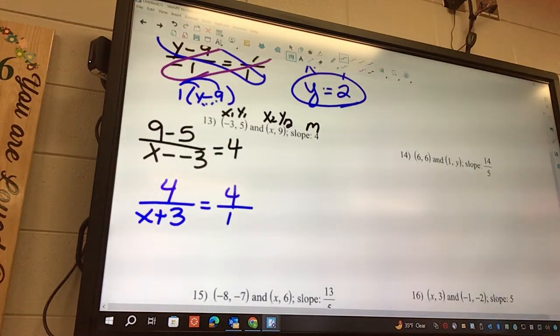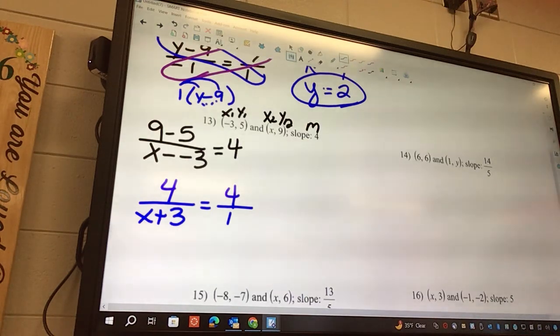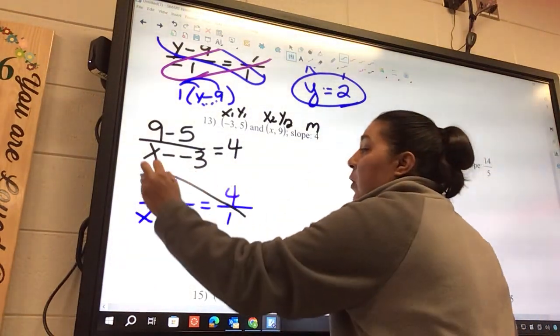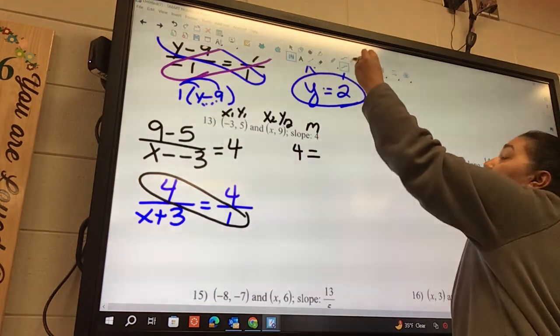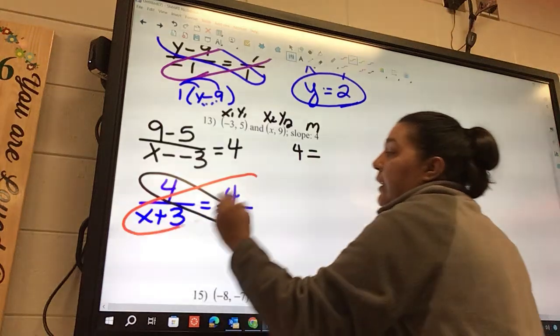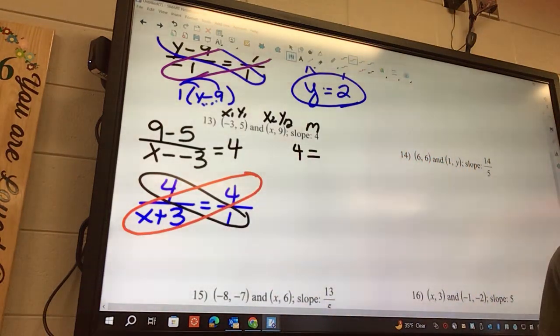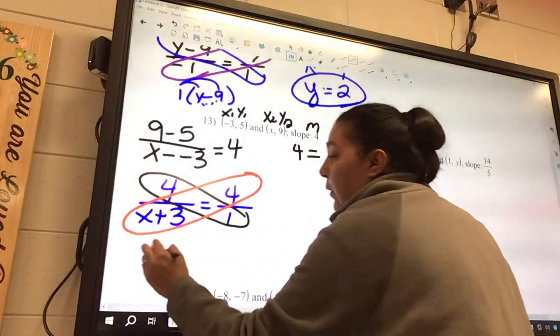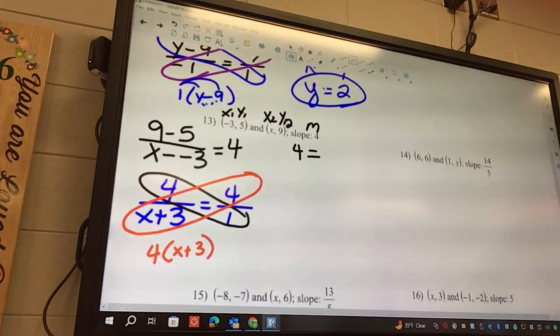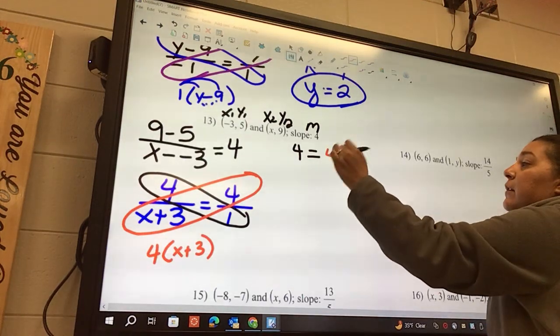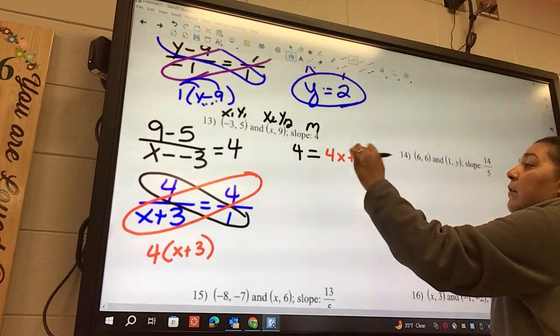Again, does it matter which side you do the butterfly first? No, it does not. So pick one and go with it. 4 times 1 is 4 equals, now we're going to do the other side. Again, we have to be careful. This is really what it's looking like: 4 times (x + 3). So 4 times x? 4x. 4 times 3 is 12.